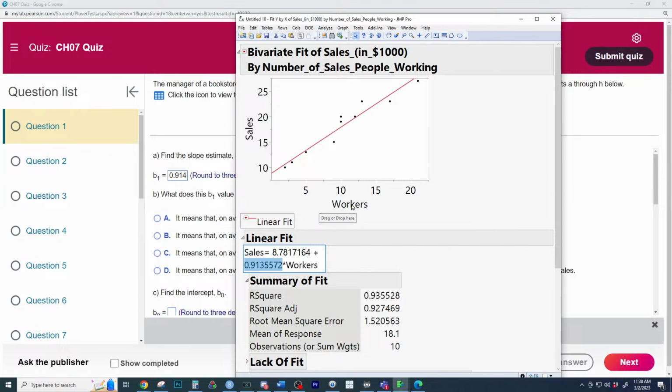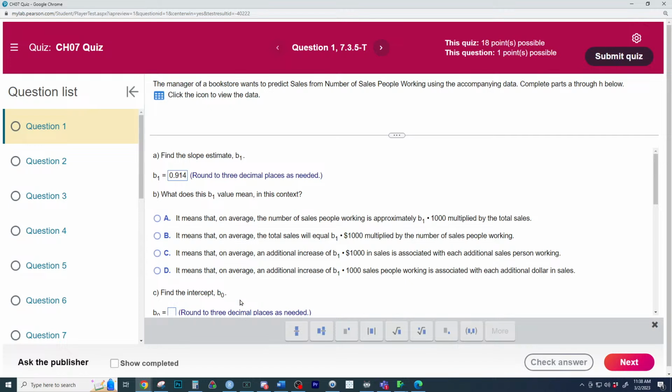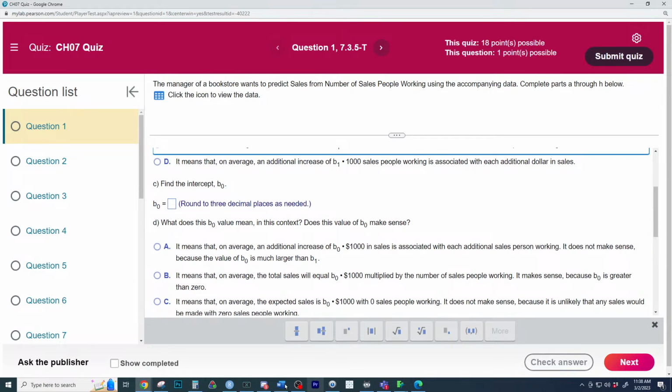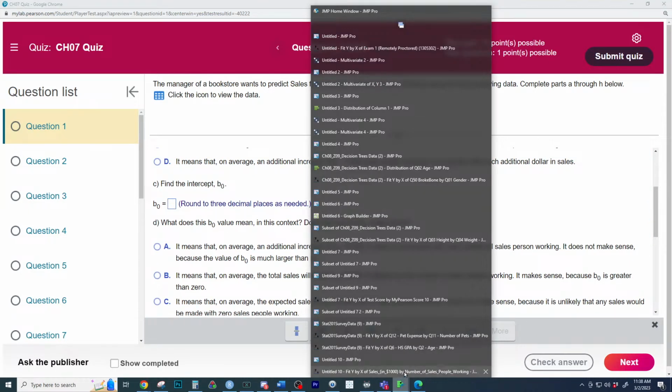I'm highlighting it. Please write it down as we say it right here. For each additional X, we expect Y to increase, because it's positive right here, by B1 on average. So for each additional worker, we expect the sales in thousands of dollars to increase by 0.91 on average. It means that on average, an additional increase in sales is associated with each person working. That is correct.